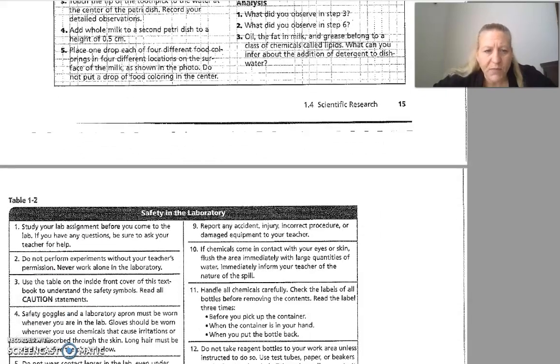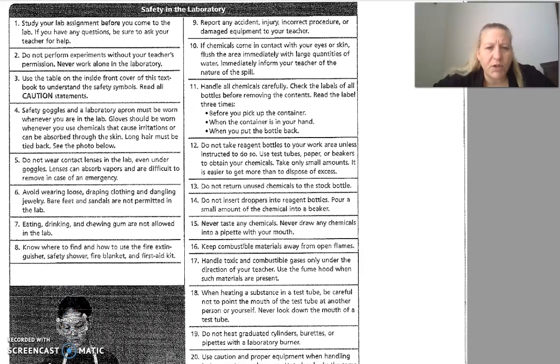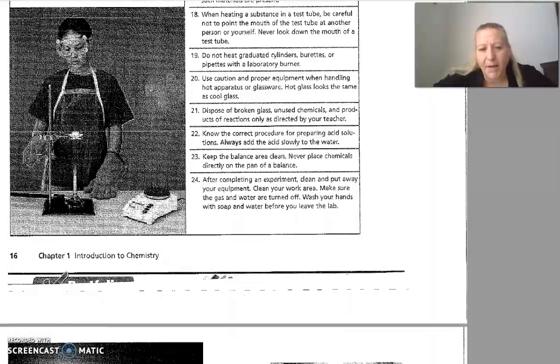Okay. Here are the safety rules in the laboratory. I am not going to read these through for you. You should be able to read these on your own, and I will also post a short video that you can watch about safety in the lab. Okay?